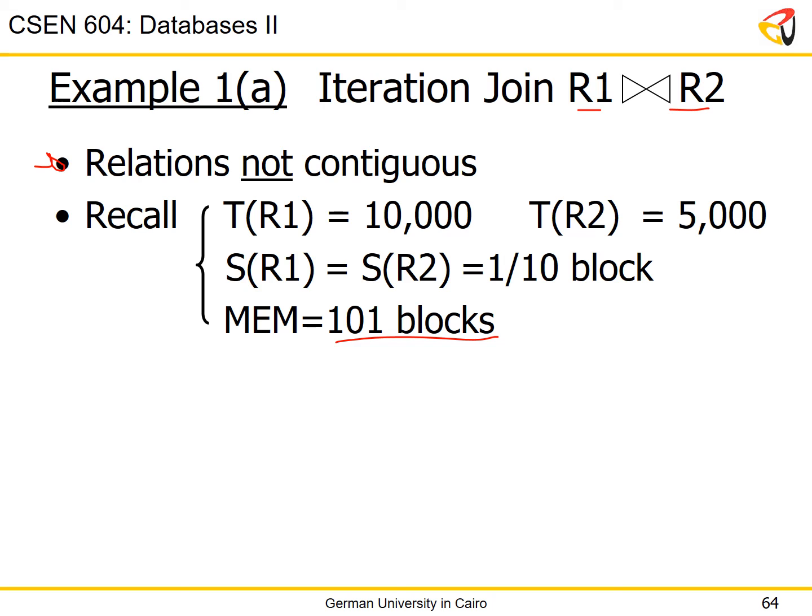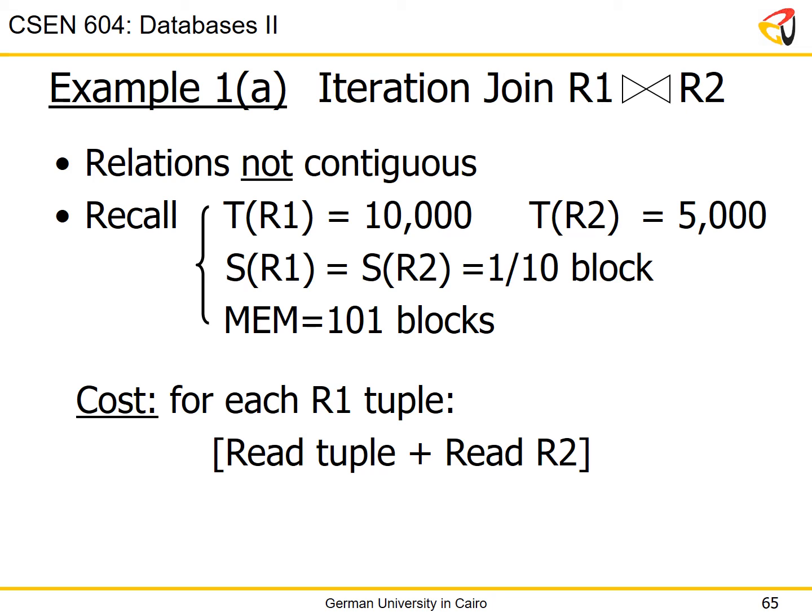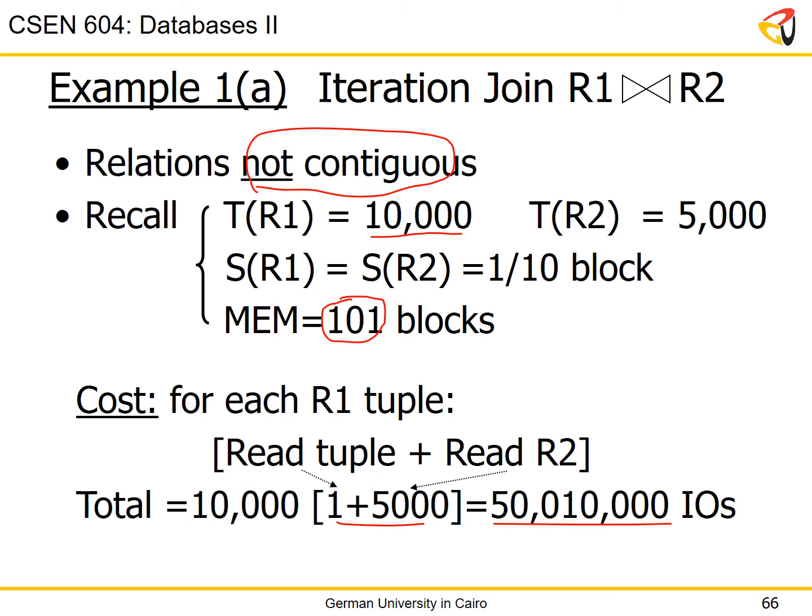Okay? The two relations, R1 and R2, are not contiguous, which means I will spend 1 IO to read 1 row. Okay? Now, how does this compute? For each R1 row, I will read that row, so I will spend 1 IO reading a row from R1, and I will read all of R2. That's the logic we were just looking at, the nested for loops. I will read 1 from R1 and go and read all of R2. Okay? Many times I'm going to do this, as many times as there are R1.